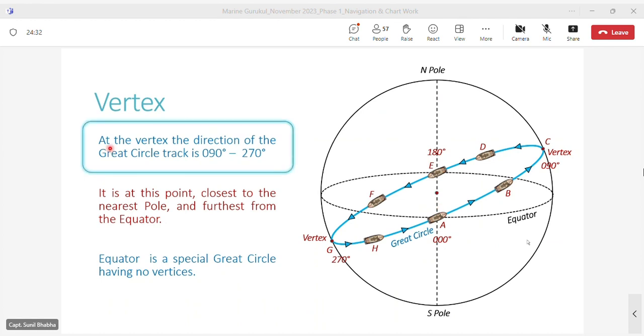Now this property, that at the vertex the direction of the great circle track is 090/270, east-west, is a very important property, and we use this property to calculate the position of the vertex. So please remember this property of the vertex going ahead.